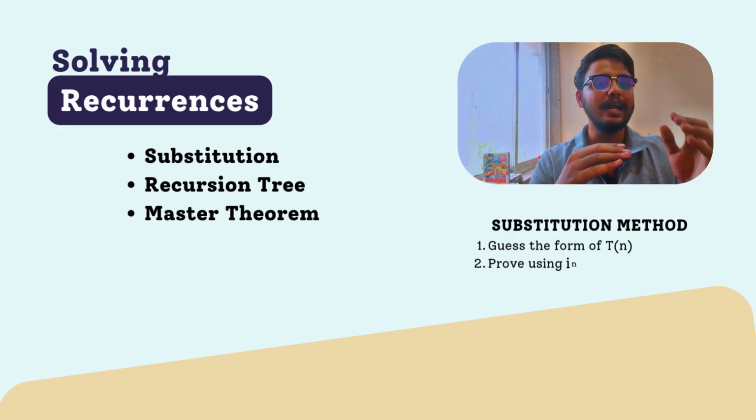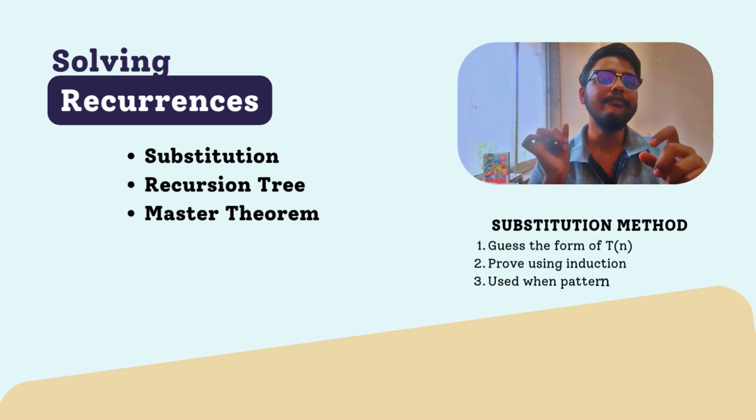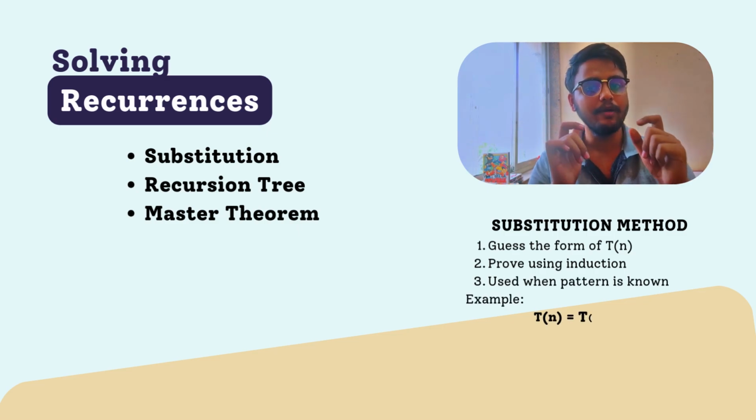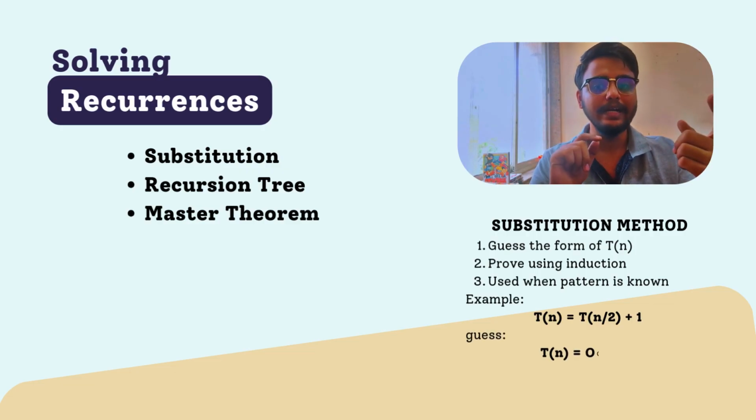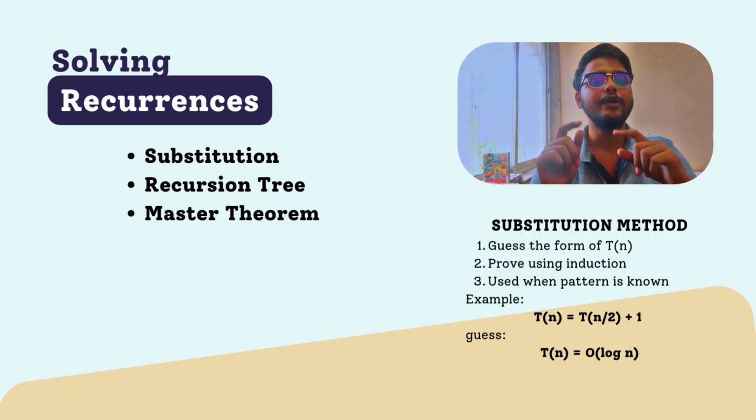Talking about the first one, that is the substitution method. Here we guess the answer and then try to prove it. For example, if I take a relation T of n equals T of n by 2 plus 1, which is an equation for binary tree, the guess is that T of n is going to be log of n.